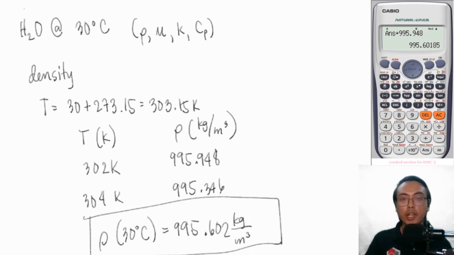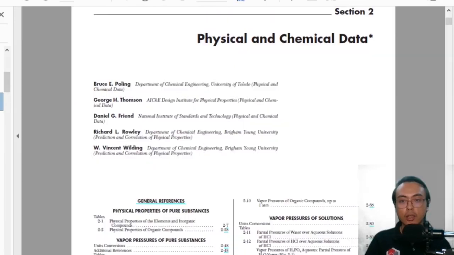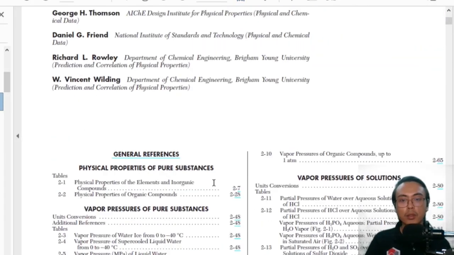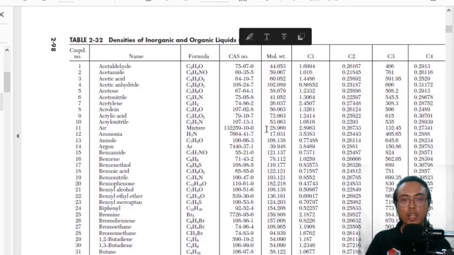Okay, so for liquid water, the determination of density is straightforward. You just have to look at a single table. Now for the density of different substances, let's take a look at the given. If your substance is no longer water, we have table 2-32, which are the densities of inorganic and organic liquids, but it is in mole per cubic decimeter. So let's take a look at that table.